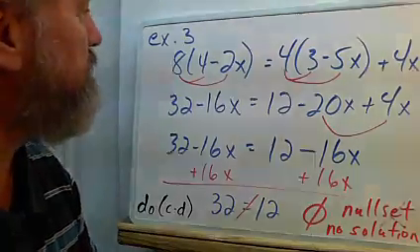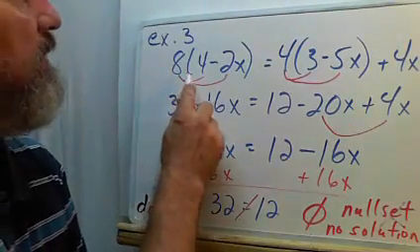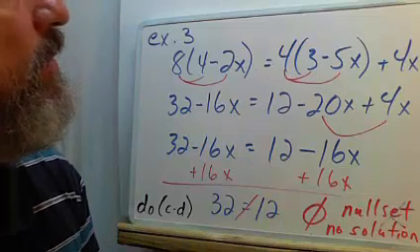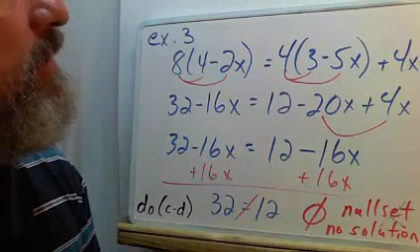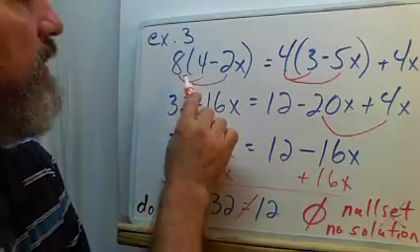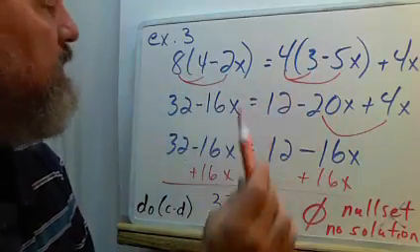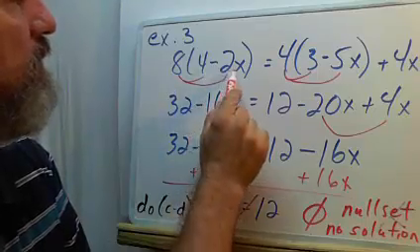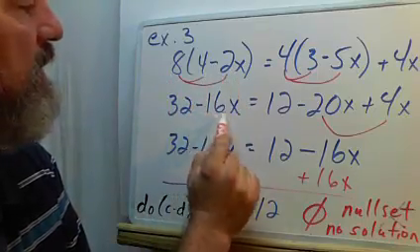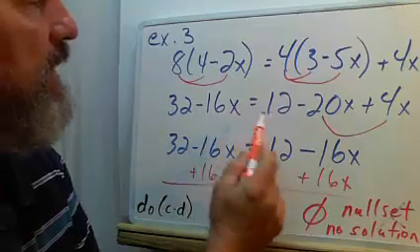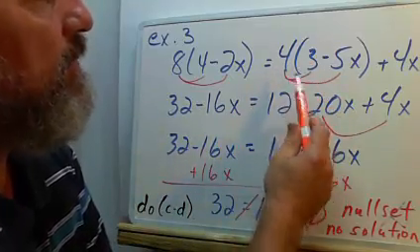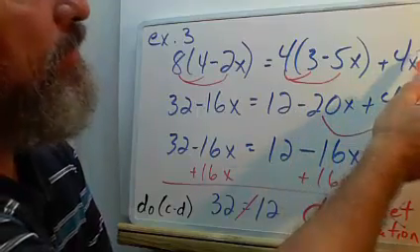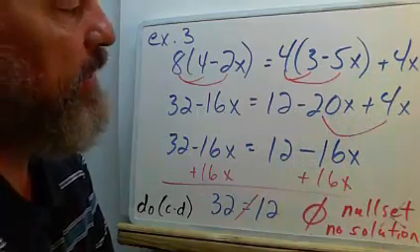Example number 3. We have 8 times the quantity 4 minus 2x equals 4 times the quantity 3 minus 5x plus 4x. First thing we want to do is distribute each of these pieces. 8 times 4 is 32, minus 2x times 8 is 16x, so it's a negative 16x. 4 times 3 is 12. 4 times negative 5x is negative 20x. And then don't forget your third term there, add the 4x.